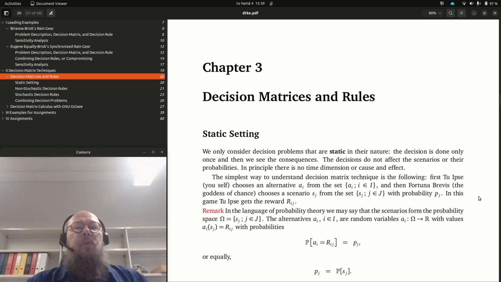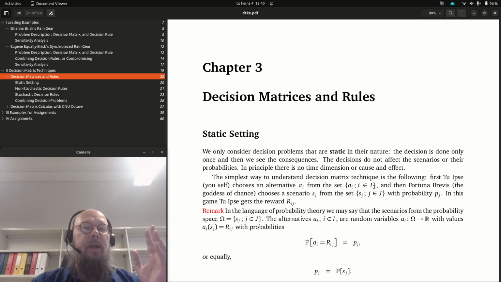The simplest way to understand the decision matrix technique is the following. First, you yourself choose an alternative A_i from the set, where I is an index set, capital I. So capital I is 1, 2, 3, 4, 5, 6, 7, and so on, depending on how many alternatives you have. If you have 3 alternatives, then I is the set of 1, 2, 3.